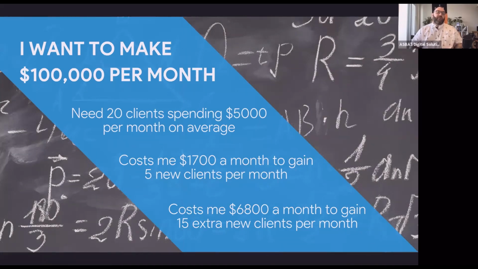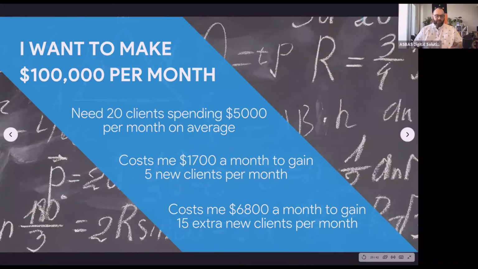Now, at the moment, it's costing me $1,700 a month to gain 5 new clients per month. All things remaining equal, I can then expect that I'm going to attract 15 extra new clients at the same cost. So if it's taking me $1,700 to get 5, I want to add on another 15 of those to make it to 20. So it's going to cost me $6,800 a month to gain 15 extra new clients per month.